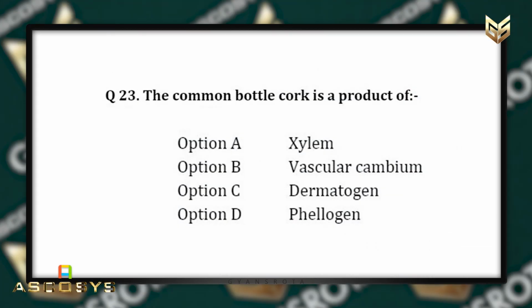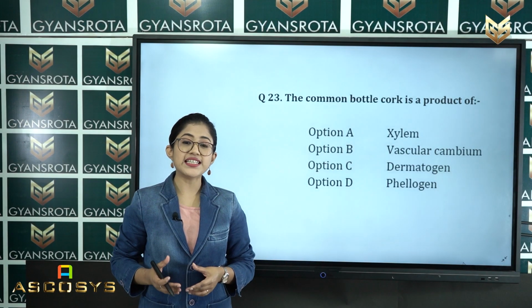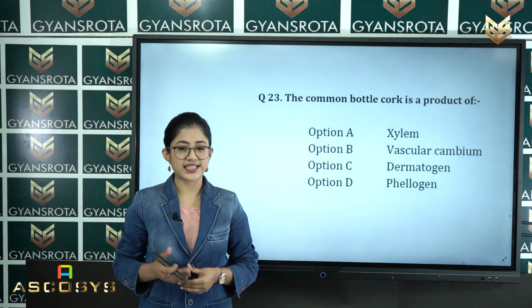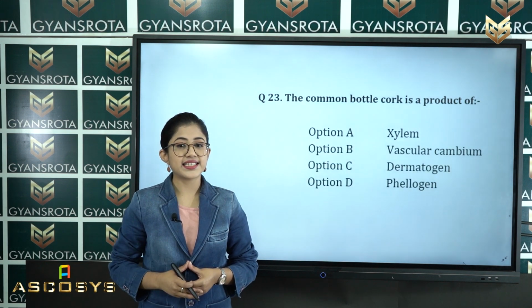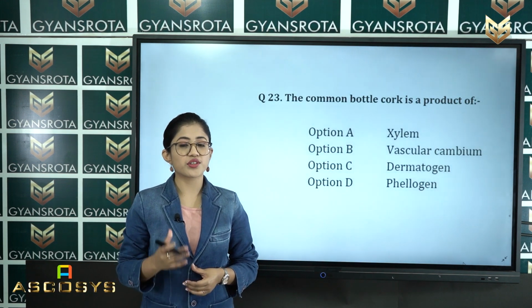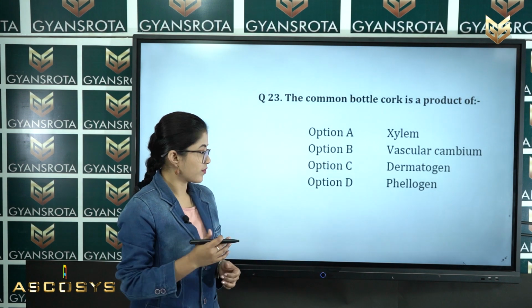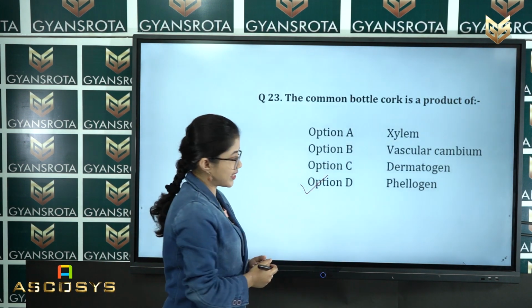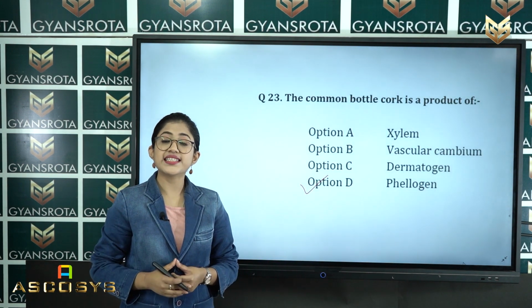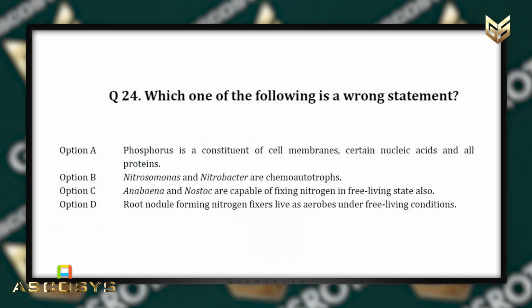In this question number 23, you can see the common bottle cork is a product of option number A, xylem, option number B, vascular cambium, option number C, dermatogen, and option number D, phellogen. Student, this is a very easy question. So, what is the correct answer? The correct answer is cork cambium, which is also called phellogen. Option D is the correct answer for this question. Now, let us see the next question, that is question number 24.